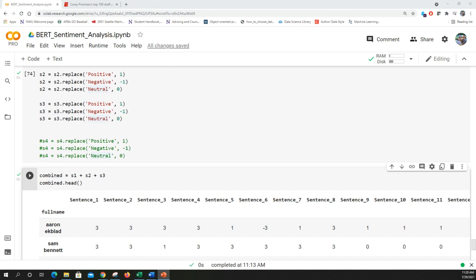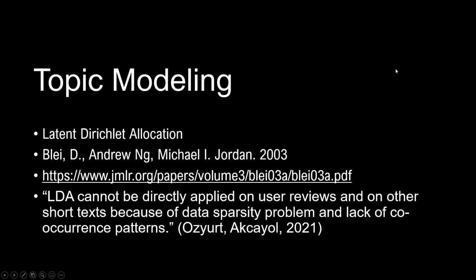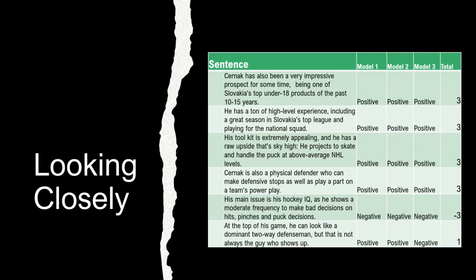I hope the font is not too small. But I'm going to read this to you. So this is one player report, broken down sentence by sentence, with the first model, the second model, and the third model showing their predictions. Okay, and I'm just going to read this to you.